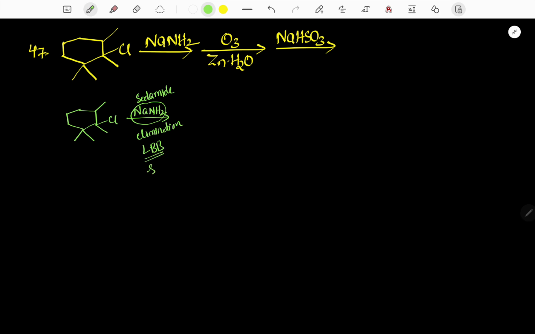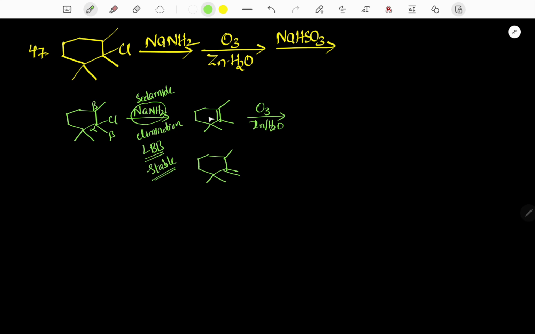Therefore here the stable alkene will be preferred. If two alkenes are possible, the stable alkene. So alpha, beta, beta, we expect two alkenes here. One alkene is here like this, and another alkene is here like this. Two alkenes. Now it is treated with reductive ozonolysis.